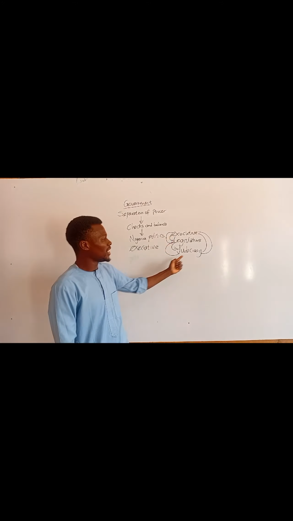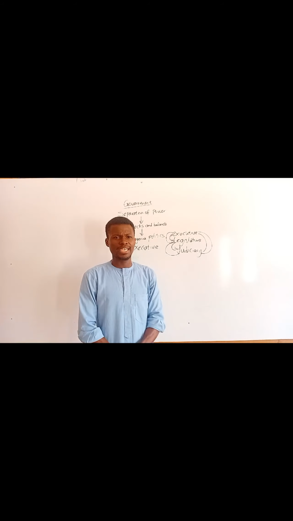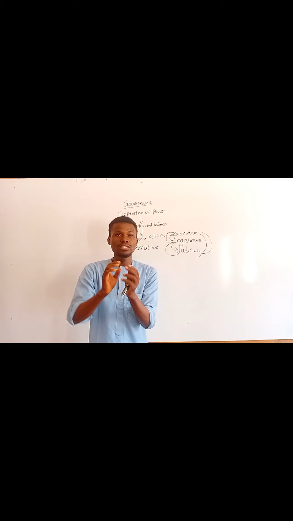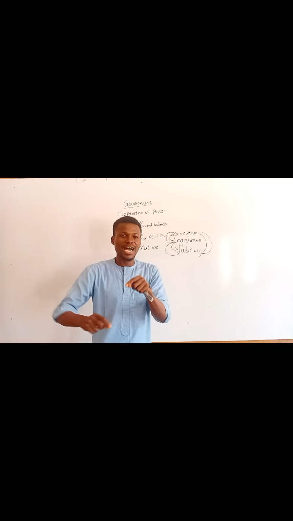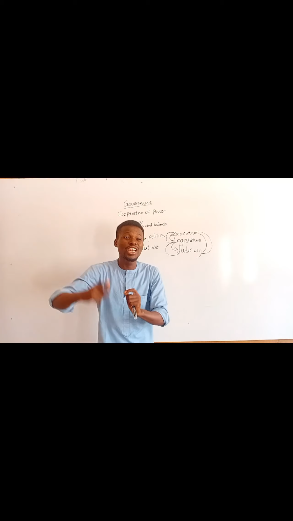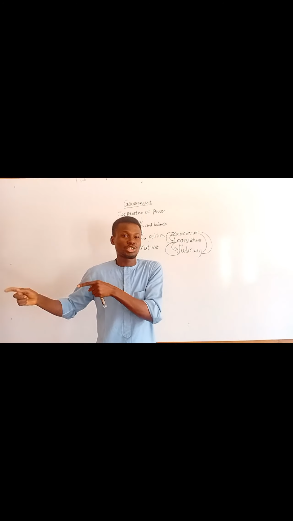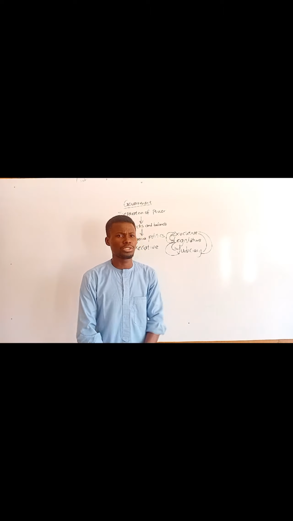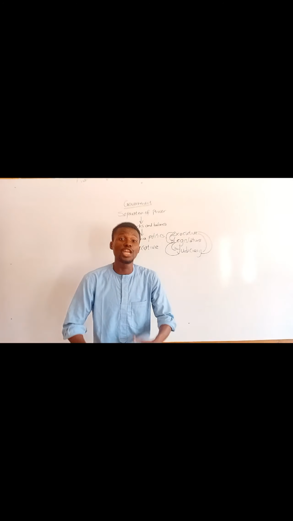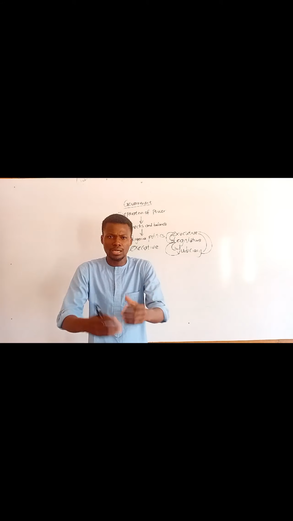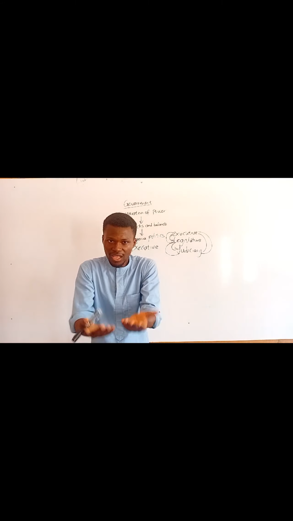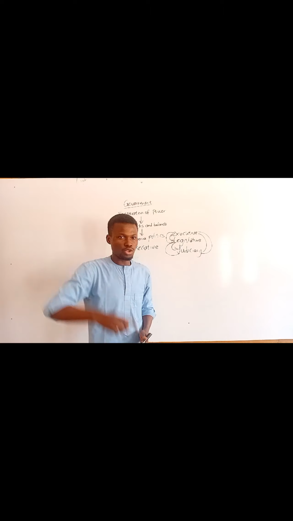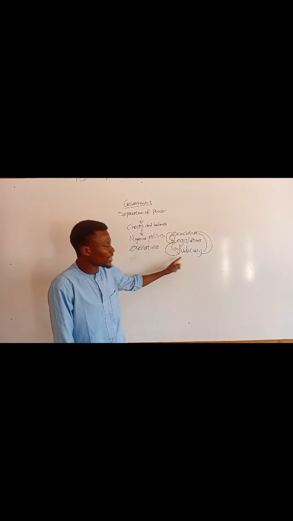How can the executive check the judiciary? Do you know that the head of the judiciary in Nigeria is the Chief Justice? And how the Chief Justice is appointed is that the head of the executive, the president, will nominate him through recommendation from an independent professional body. In the case of Nigeria, we have the National Judicial Council. So the National Judicial Council will recommend probably the most senior judge, and then the president will nominate him. So through that also, the executive can check the judiciary.